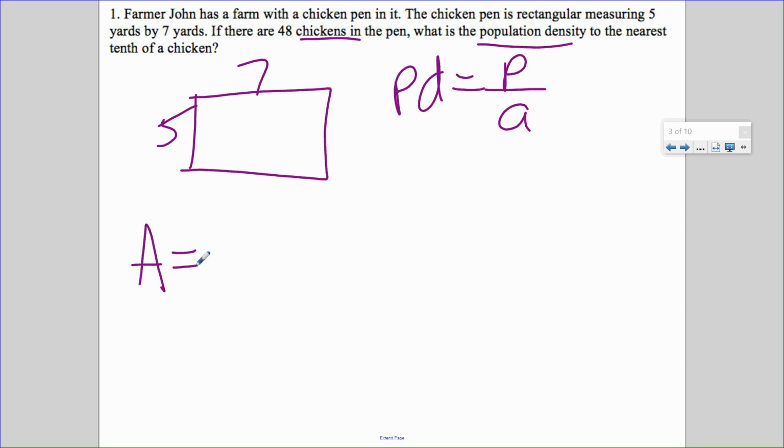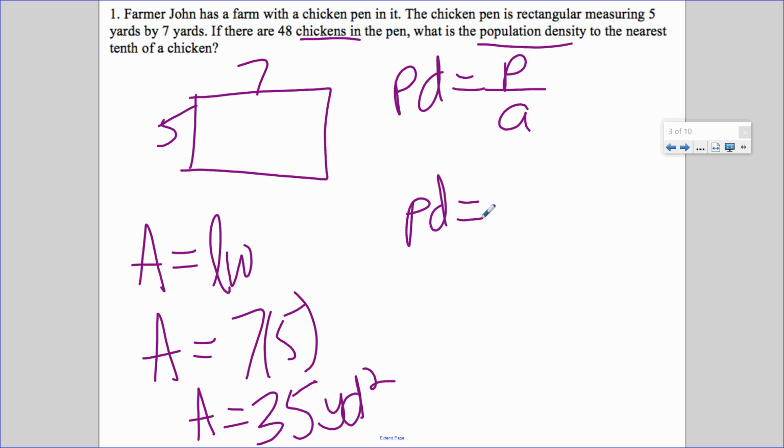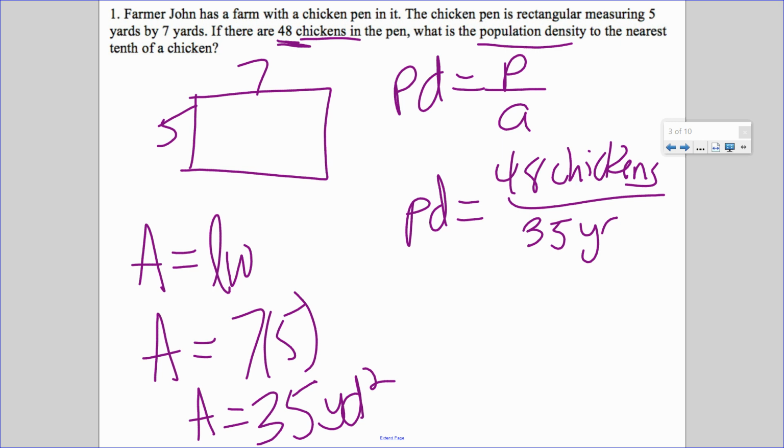Population density is population over area. I'm going to start by finding the area. The area of a rectangle is length times width. Length times width is 35 square yards. So my population density is my population, there are 48 chickens, over the area, which is 35 square yards.